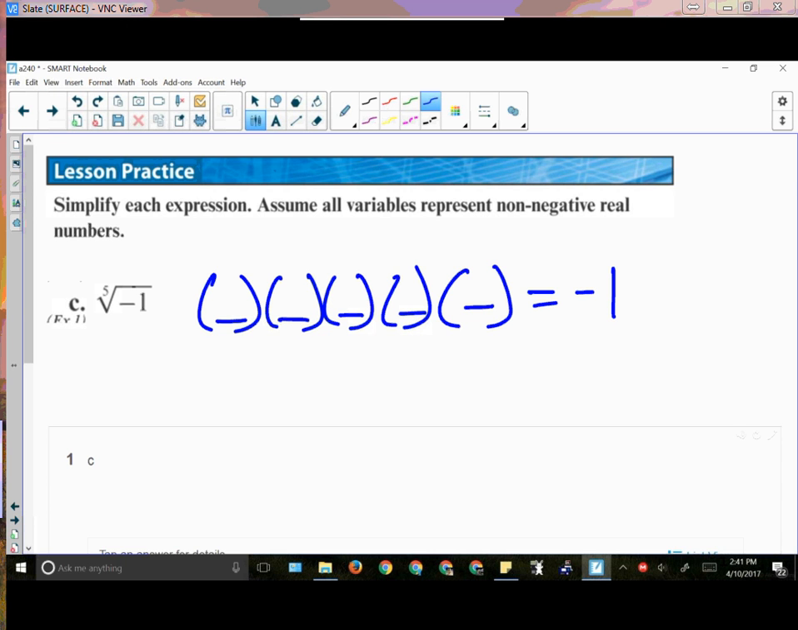So, if I'm going to get 1, 1 times what equals 1? So these would all have to be 1s, but would that get me to my negative? No, so that means it's got to be a negative. And since I got 5 of them, that's odd, so it turns out to be -1. Okay?